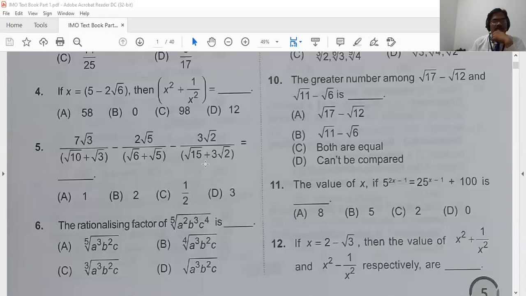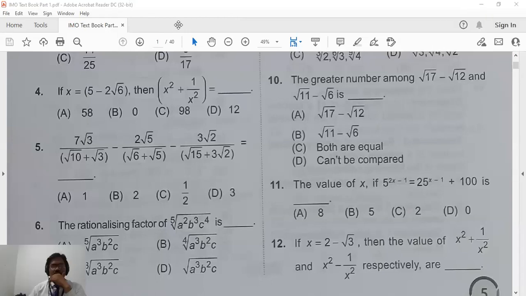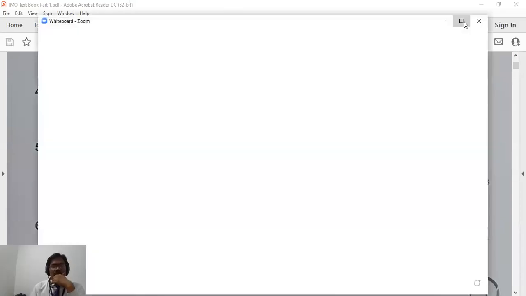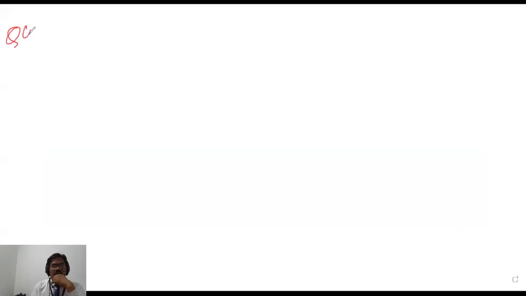Now we will start question number 4. Now let us start next question, that is question number 4. So let me share white screen to you for question number 4. So question number 4 is given that x is equal to 5 minus 2 root 6 and we have to find x square plus 1 upon x square.